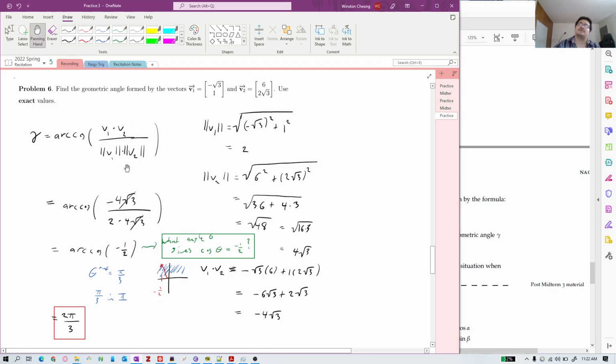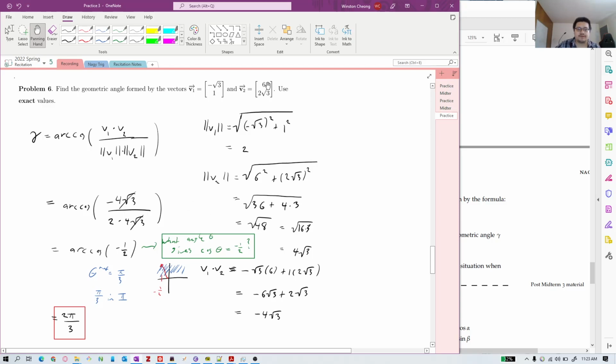This is a ratio of sides, right? The output should be an angle. Okay. Right. So how do we compute magnitudes? Well, it's a distance formula. Magnitude is the length of the vector. So what you do is you square the components, add them together, and then take a square root. So for v1, you have minus root 3 squared plus 1 squared. So that gives you 3 plus 1, 4. Take the square root of 4, you get 2.